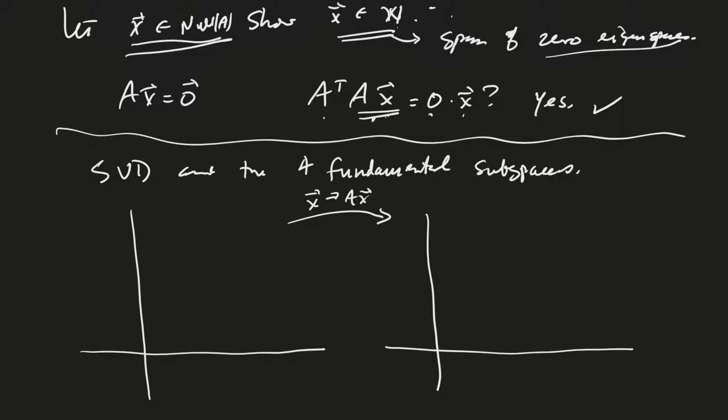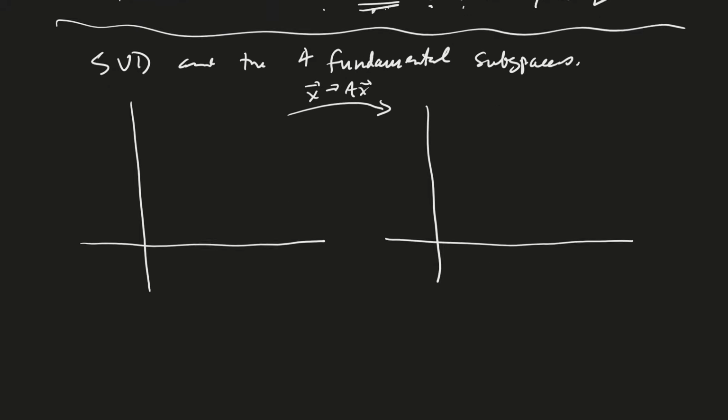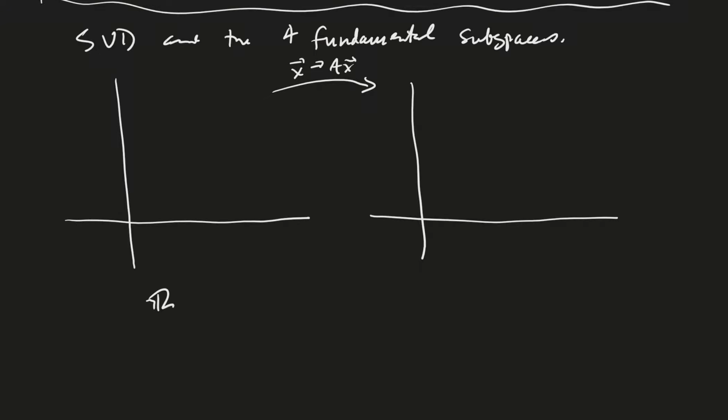look something like that. And so our domain is Rn. If A is m by n, the range, or the codomain, is Rm. This will be the null space of A down here, and this will be the row space of A. This will be the column space of A, and the null space of A transpose.